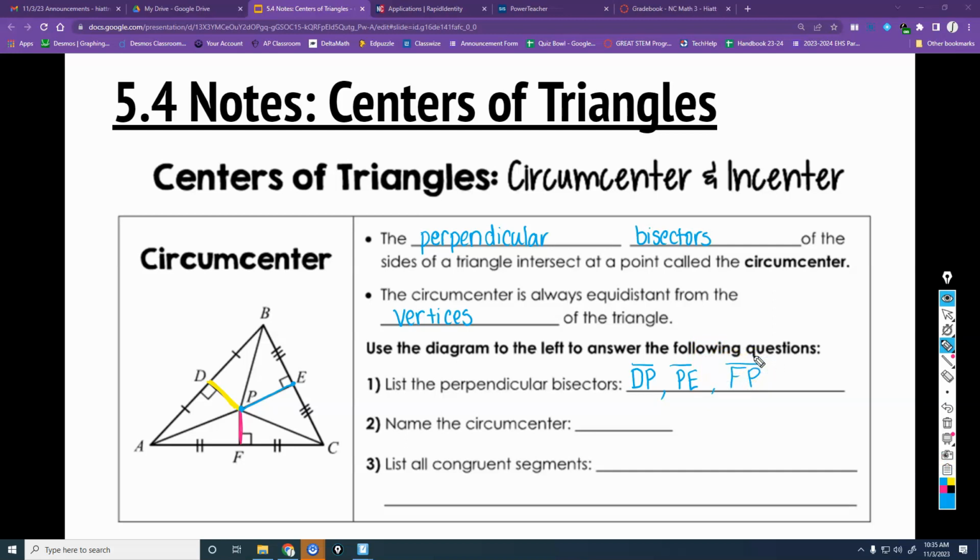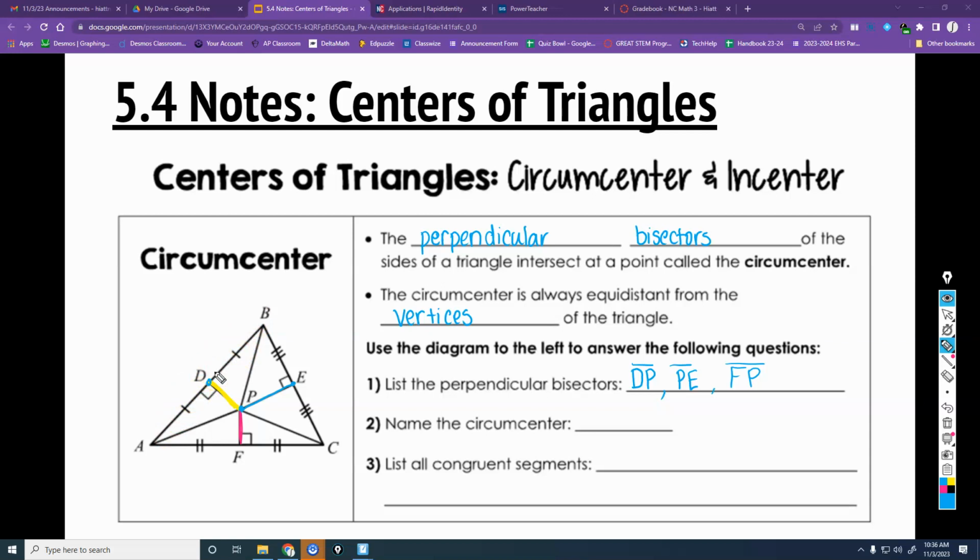Okay, so let's look at these so everybody understands what those are. They are the pieces that are perpendicular to the sides, and they cut those sides in half. So, for example, right here, DP is perpendicular to this side, and it's right there at the midpoint where it cuts that side in half. So this piece is equal to this piece, okay?